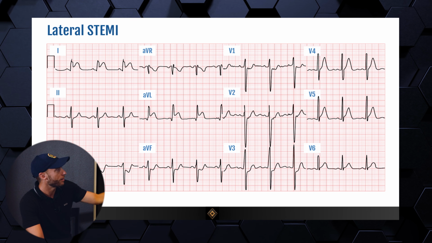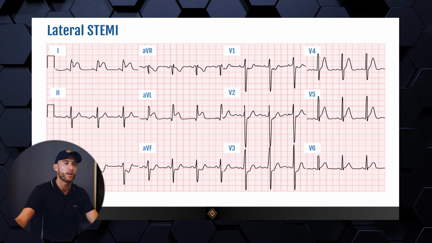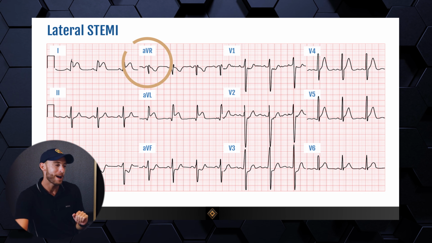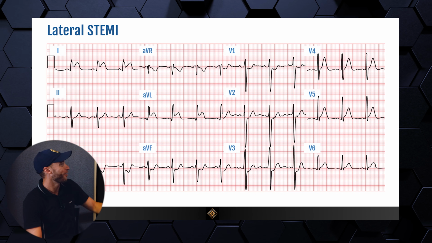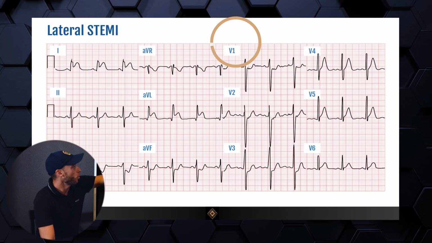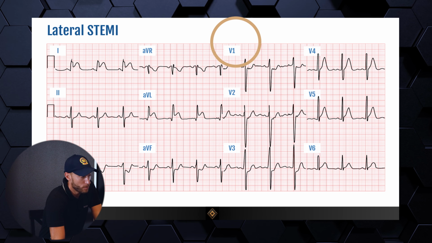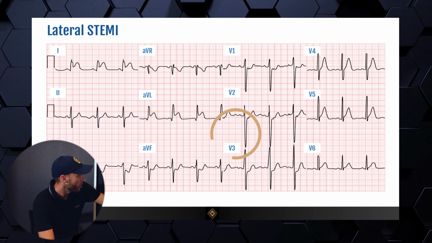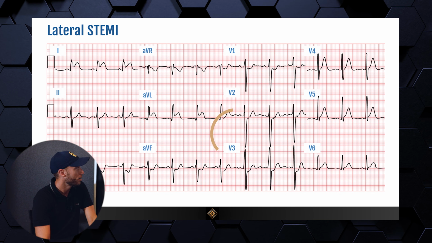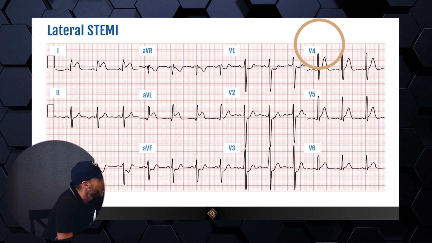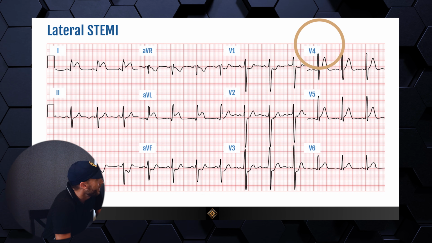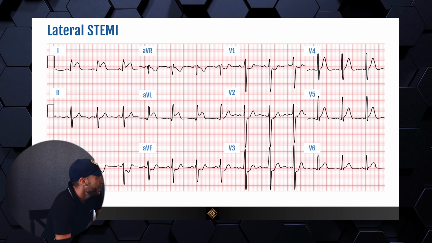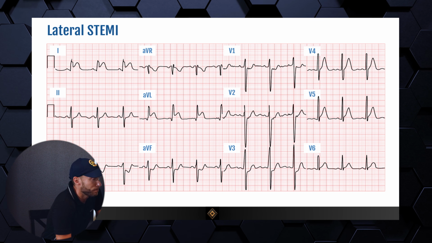Now, just for fun, let's look at the other leads, just to practice. AVR, we'll save you for the master class in the description. V1's a little down, folks. V2 is a little down as well. V3 is down a little bit as well. V4, those T waves are pretty pointy, and I'd say it's right on the cusp of being elevated, but that T wave is mighty pointy.